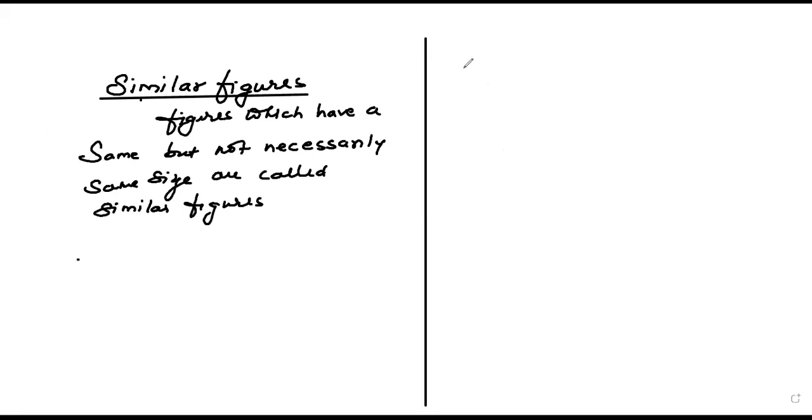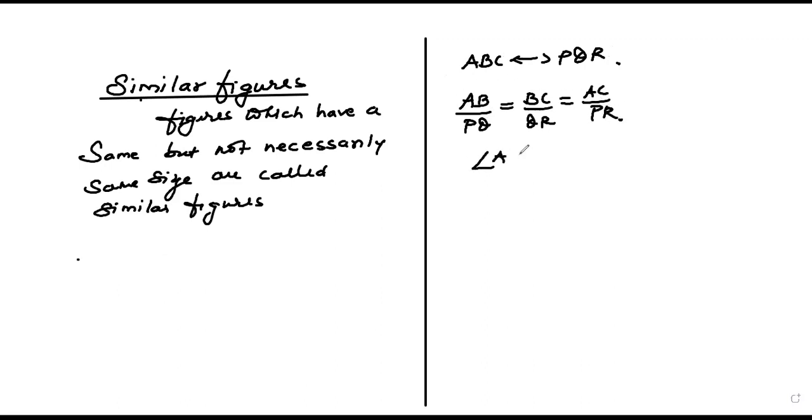I repeat, suppose there are two triangles, with a one-to-one correspondence between the vertices of the two triangles, ABC and PQR. In this correspondence, if you see the two conditions, AB upon PQ is equal to BC upon QR, the second and third letters, equal to AC upon PR, the first and third letters. This ratio of the corresponding sides are equal and the corresponding angles are equal. Angle A equal angle P, angle B equal angle Q, and angle C equal angle R. Then I can say the two triangles are similar.